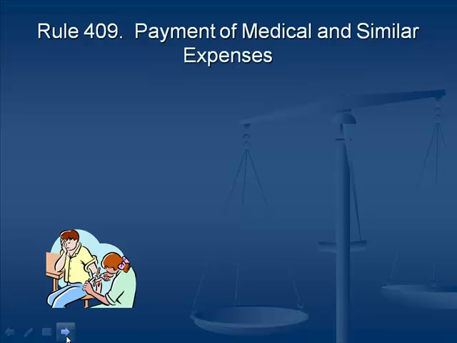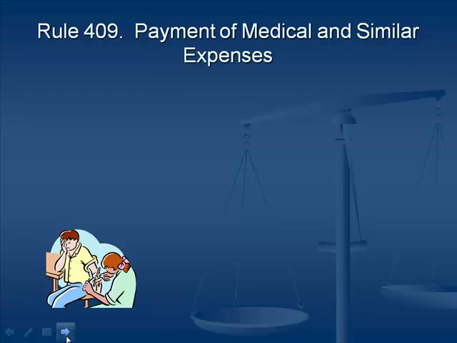409, payment of medical and similar expenses, is both broader and more narrow than the 408 rule on settlement negotiations in general. 408 only covers offers to settle a disputed claim. So if there is no claim yet, 408 won't apply.